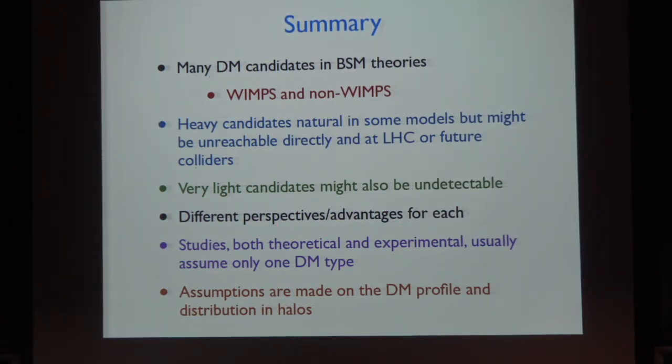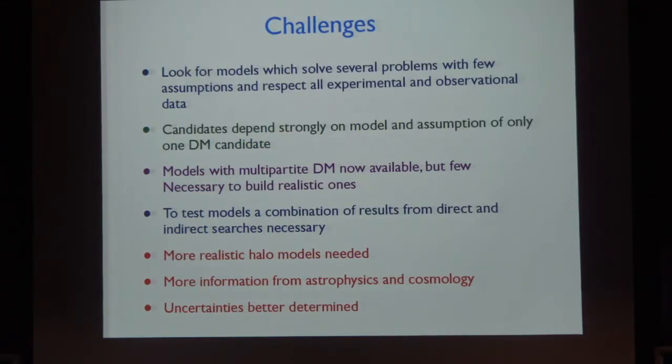As I show you, add this thing to solve this problem, and you get the dark matter candidate. Oh, that's nice, then you have to go and see if your dark matter candidate is actually good or not. But studies, both theoretical and experimental, usually assume only one dark matter type, and all the information the astrophysicists give us about the distribution and dark matter profile in the galactic halos.